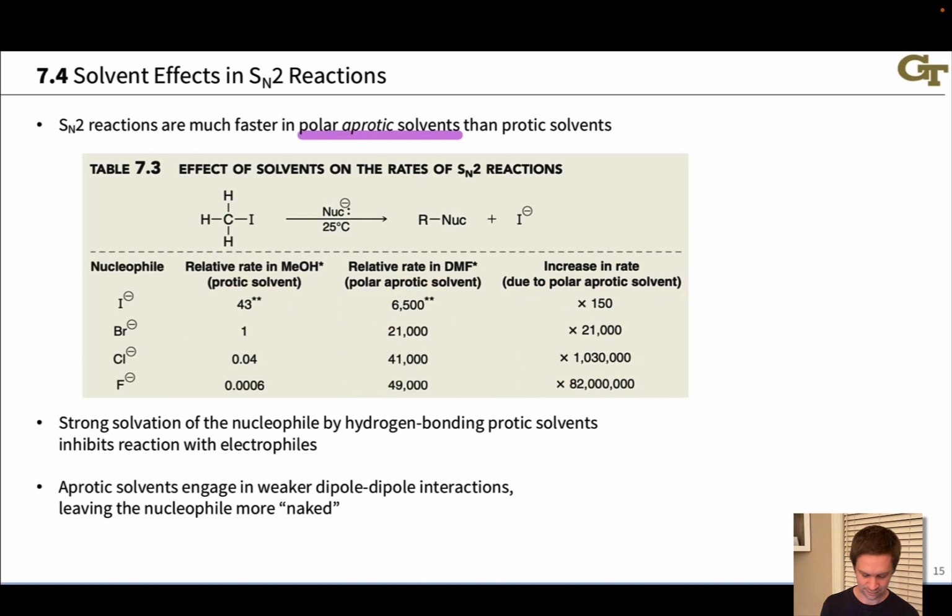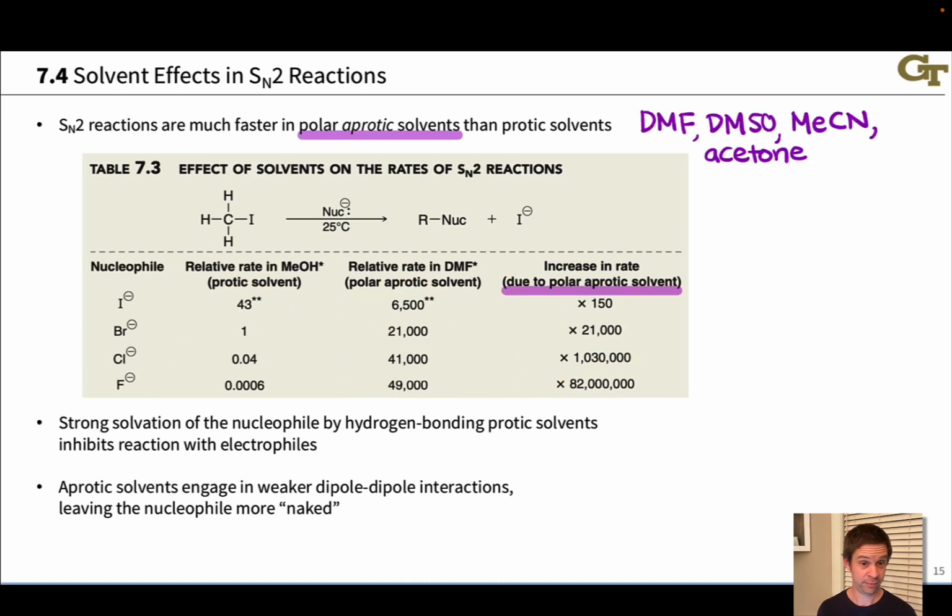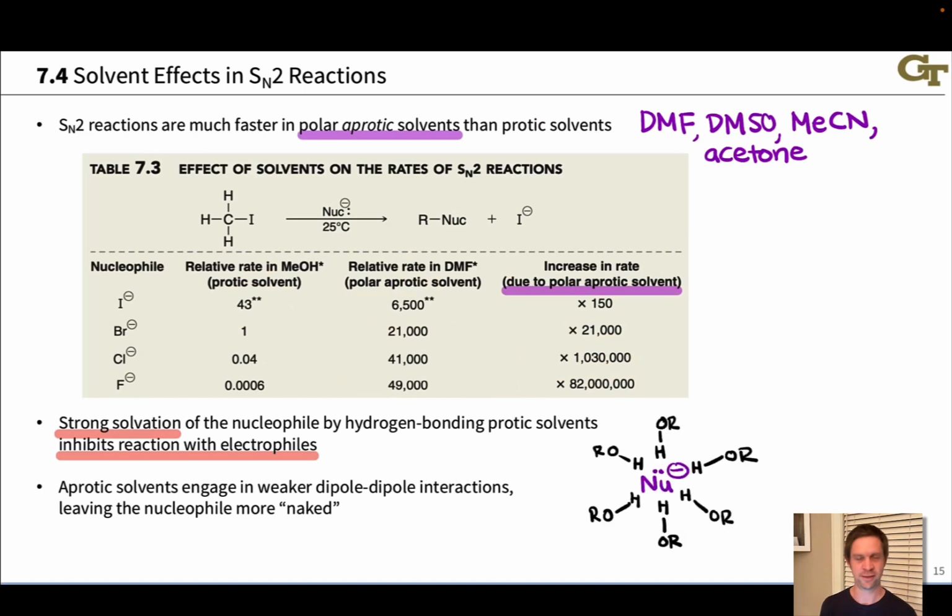Now, why is this? Well, strong solvation of the nucleophile by hydrogen bonding protic solvents actually inhibits the SN2 reaction. The protic solvents, which have hydrogen bond donors, these OH and NH bonds, will engage in hydrogen bonding with these anions, F- in particular, and this inhibits their reaction with electrophiles by creating a strong and almost impenetrable solvent shell that's difficult for the electrophile to penetrate to achieve the transition state.